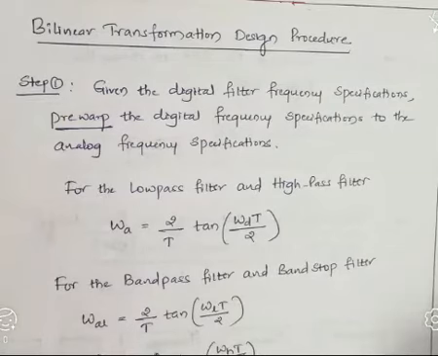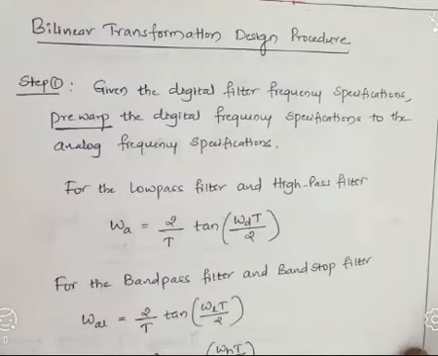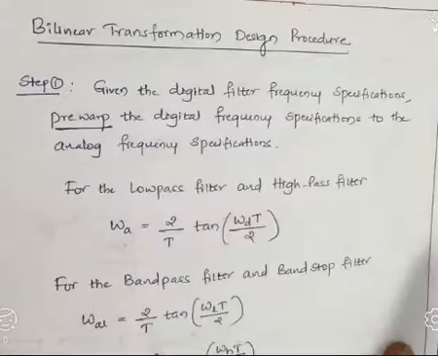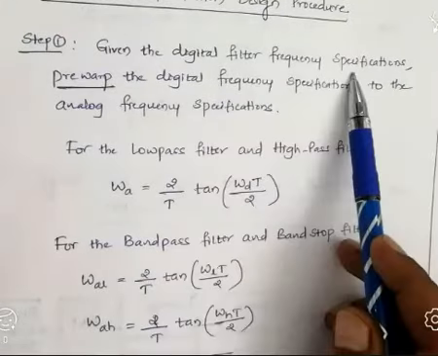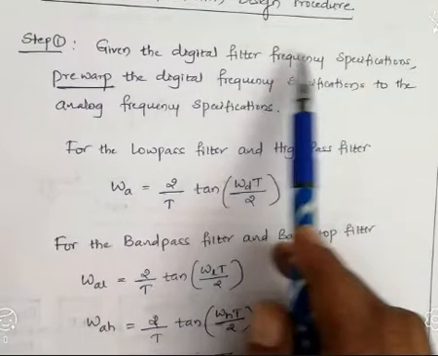So for the given specifications, in order to convert to a digital filter, we have to follow some procedures and steps with respect to bilinear transformation. You may design a Butterworth filter or a Chebyshev filter for the given specifications. By using bilinear transformation, we have to follow some standard steps, which I am going to discuss right now. First step: the digital filter frequency specifications are given in the numerical example.